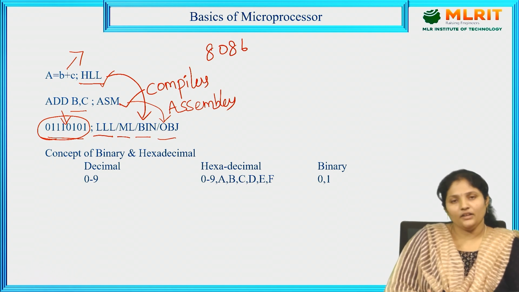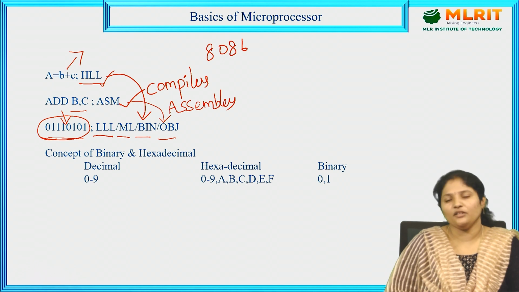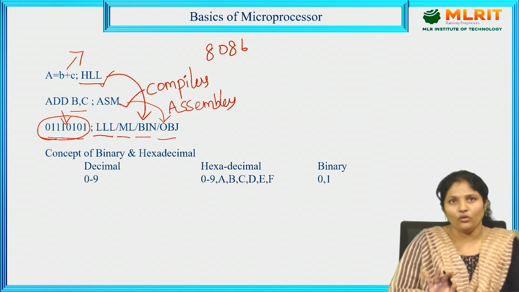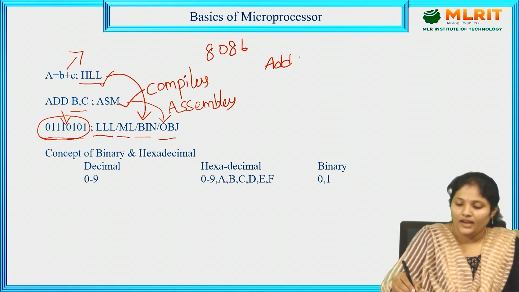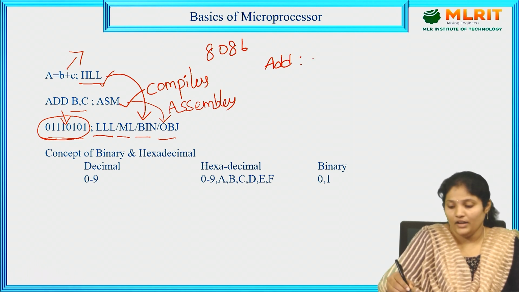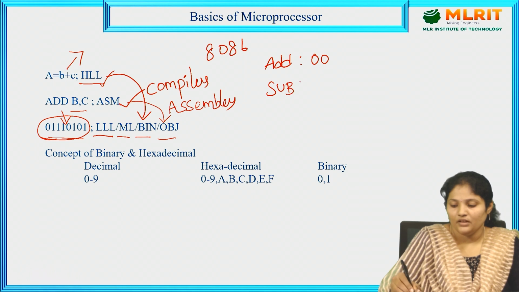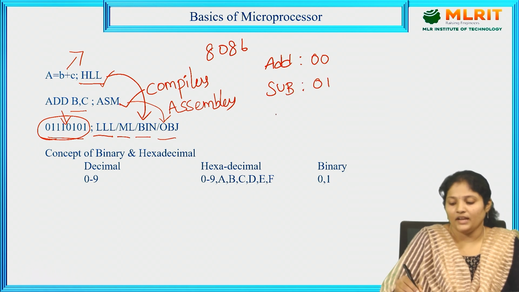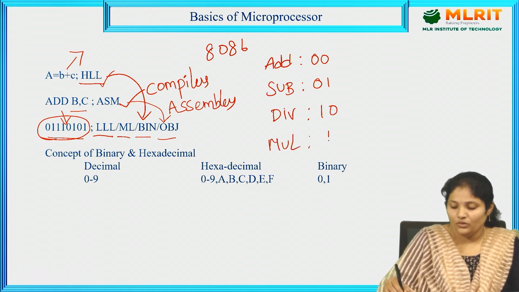If we designed one microprocessor that only performs 4 basic binary operations, that is the addition operation, we code it as 00, for subtraction operation we code it as 01, for division operation we give 10, and for multiplication operation 11.